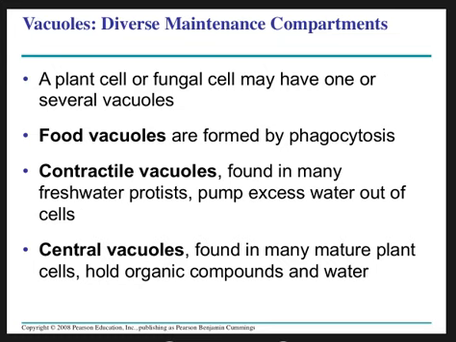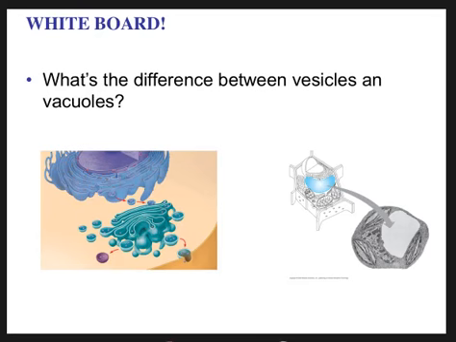Contractile vacuoles are found in a lot of the freshwater protists, and it's how they pump out excess water to keep their shape and to keep from rupturing. Central vacuoles are found in mature plant cells. Their job is storage. It's to hold organic compounds and water within that cell. So different forms of vacuoles.